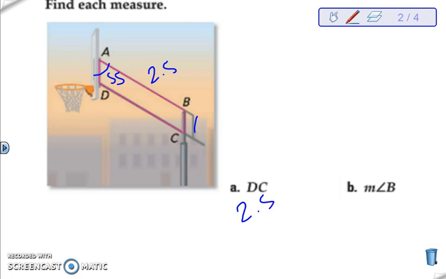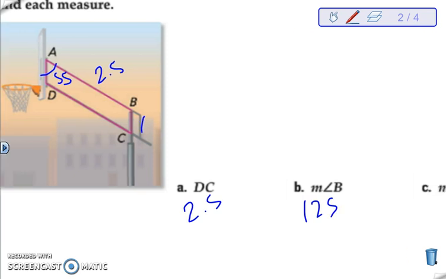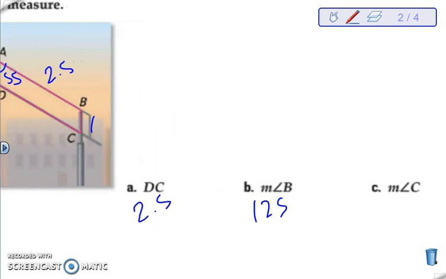It says to find the measure of angle B. Well, I know that measures A and B should be supplementary. So if I have 55 degrees at A, I need 125 degrees at angle B. And then finally, I know that opposite corners have the same measure, so angles A and C should be congruent, so I should have 55 degrees on angle C.